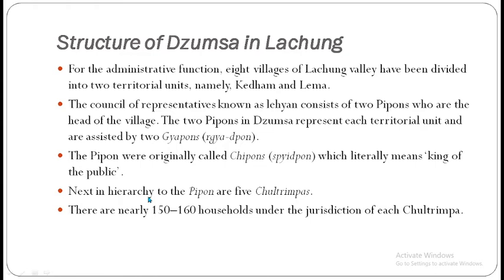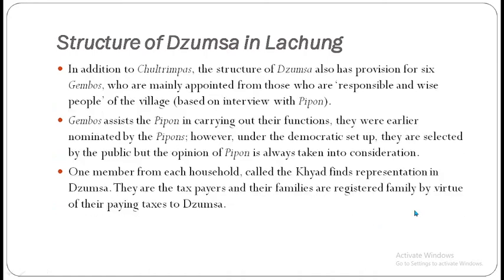Next in hierarchy to the pipon are 5 chultrimpas. There are nearly 150 to 160 households under the jurisdiction of each chultrimpa. In addition to chultrimpas, the structure of Zumsa also has provision for 6 gambos, who are mainly appointed from those who are responsible and wise people of the village. Gambos assist the pipon in carrying out their functions.